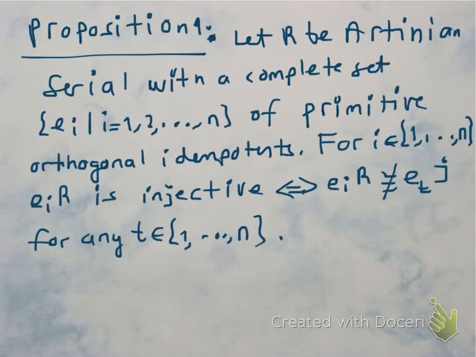Now the first proposition is the one that I was mentioning. It tells us when a principal indecomposable module, namely these e_i R, is injective over an Artinian serial ring. The proposition says that a principal indecomposable is injective if and only if it is not isomorphic to the Jacobson radical of another principal indecomposable, or e_t J, where J is the Jacobson radical of the ring.